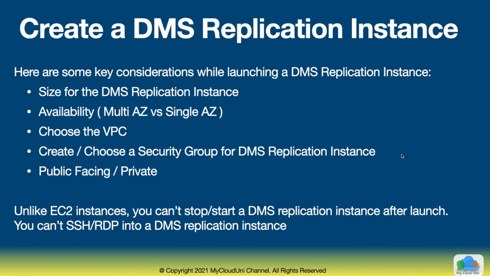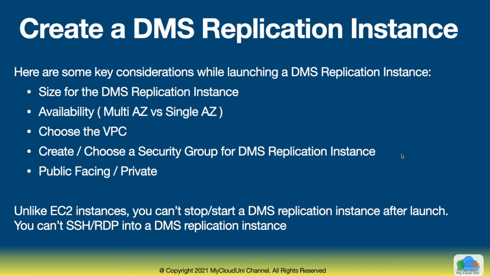Again, you choose which VPC you want to deploy it in and what security groups you want to associate with your replication instance, and also you can decide whether you want it to be public facing or private. We are going to see all this in the AWS console, and we will create one replication instance.